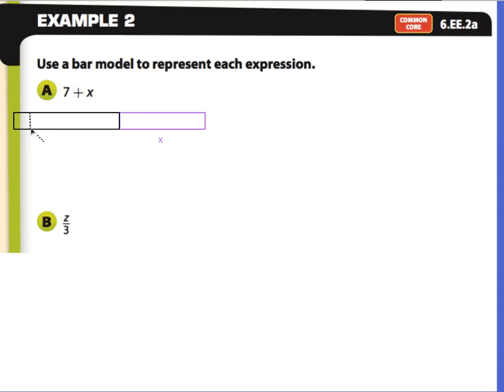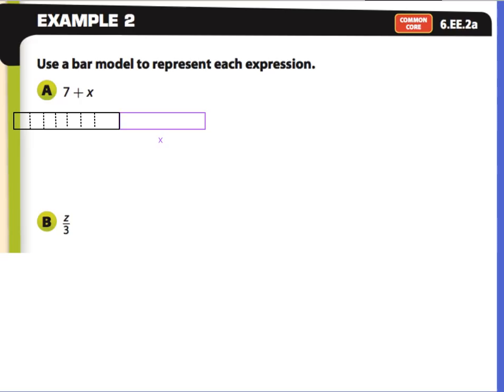So 1, 2, 3, 4, 5, 6. Now that should be 7. 1, 2, 3, 4, 5, 6, 7. Now notice my boxes, they're not perfect. It's okay. Life will go on.